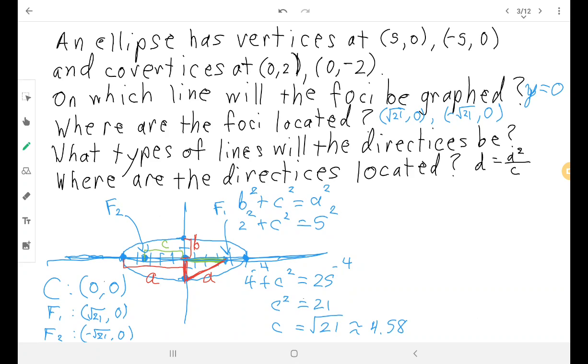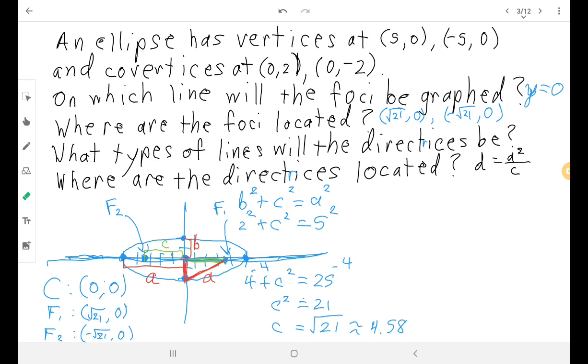What types of lines will the directrices be, there should be an R there and an R there, sorry about that. What types of lines will the directrices be, and where are they located? That is, what is their equation? So then we have to talk about what the directrices are.